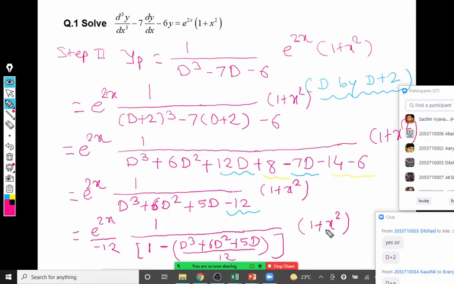If you have a doubt, yes, you can ask up to here. We just took minus 12 as common, and which form do we get? It is 1 upon 1 minus t. So this t is this bracket. That term t is this bracket. 1 upon 1 minus t. What's the expansion?